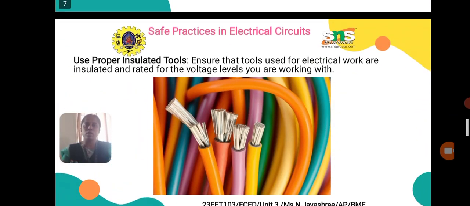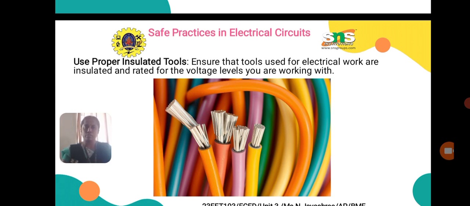And the next one is use proper insulated tools. Ensure that tools used for electrical work are insulated and rated for the voltage levels that you are working with. That is insulated. If it is a pin, it is surrounded by copper, so the current in one pin will not flow to the other. That is what insulated by proper copper wire means.